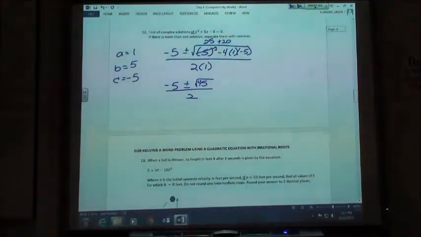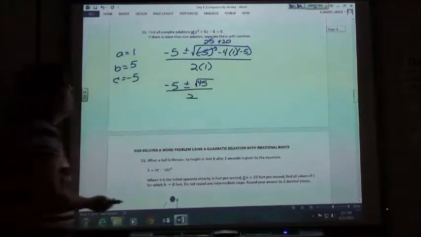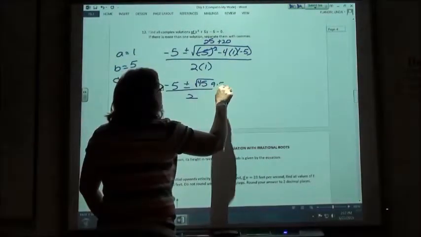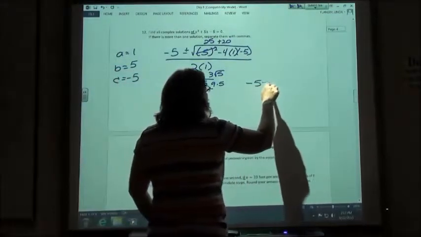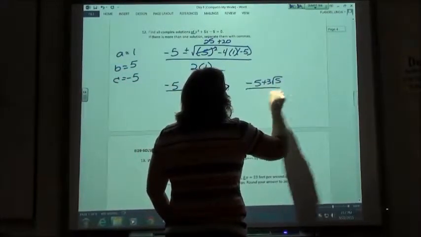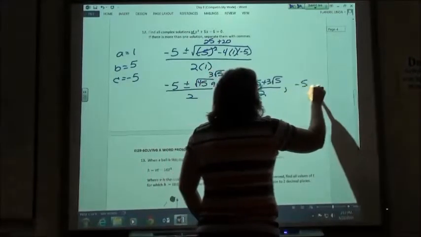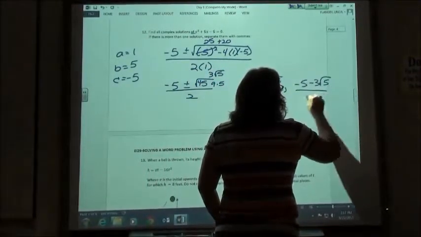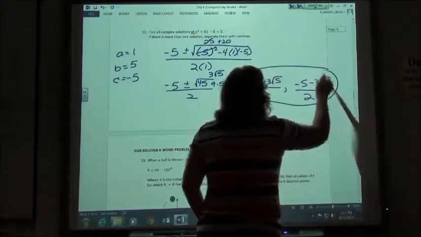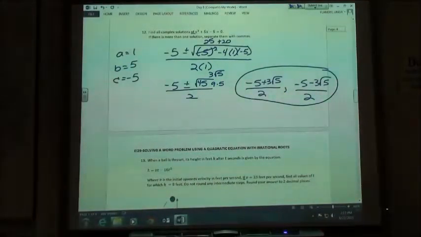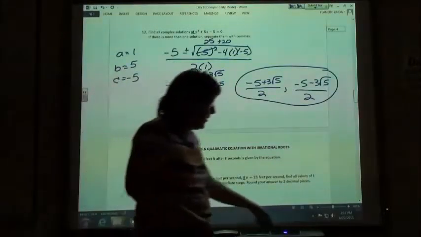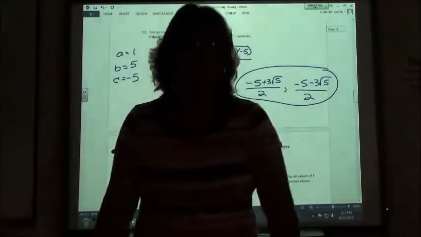So on this one, we don't have the imaginary number part, but we can simplify this into 9 times 5, which is 3 square root of 5. So I'm going to have negative 5 plus 3 square root of 5 over 2, and then negative 5 minus 3 square root of 5 over 2. Again, they're going to make you put it in 2 separate answers. There's no plus or minus, but that one doesn't have an imaginary number part, so I'm just going to put my real number answer. You'll get both kinds, most of the time the imaginary ones.